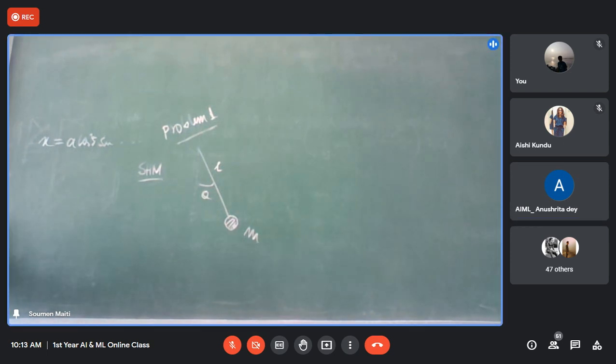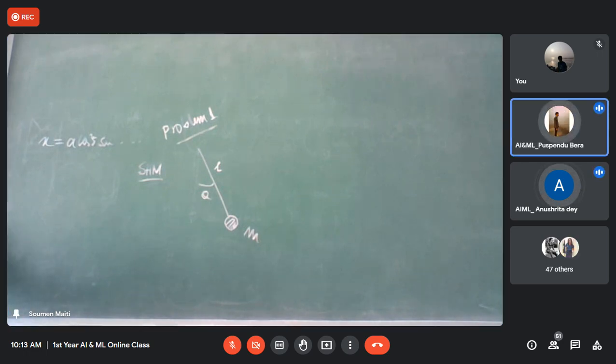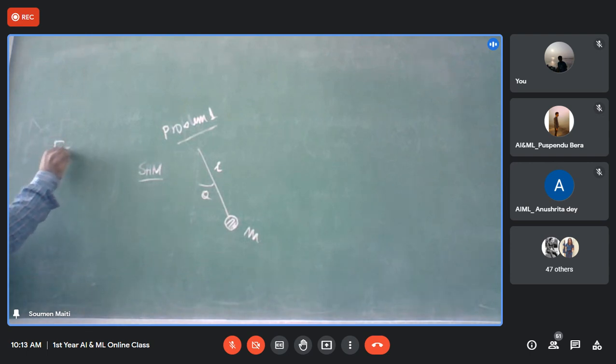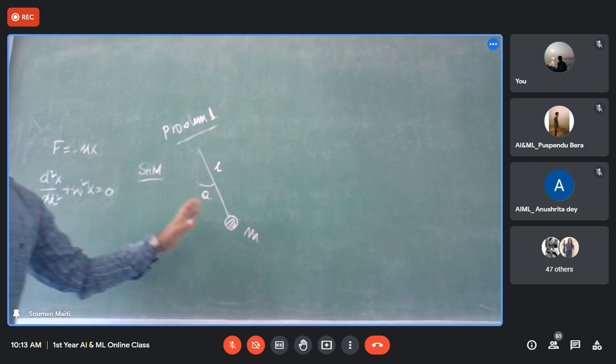No, I am not asking you to solve it. Now, what is the point? How can you prove that this is an SHM or not? Sir, force is proportional to minus of displacement. This should be the answer. So either you have to prove that force is proportional to minus of displacement, or if you achieve the equation d2x by dt square plus omega square x equals 0, that is nothing but simple harmonic motion.